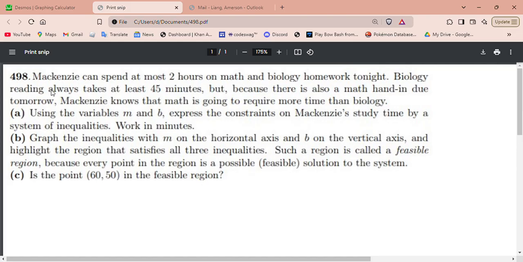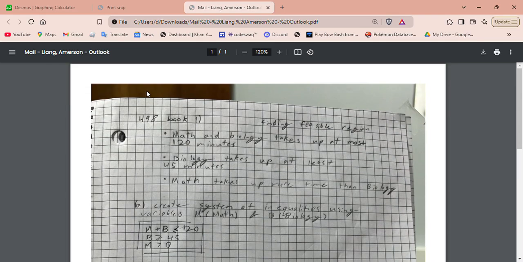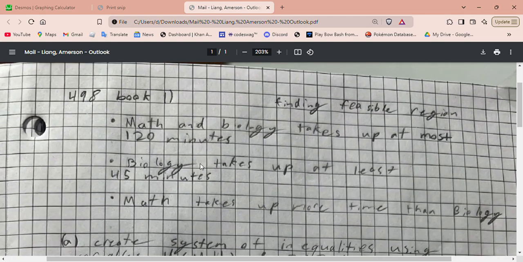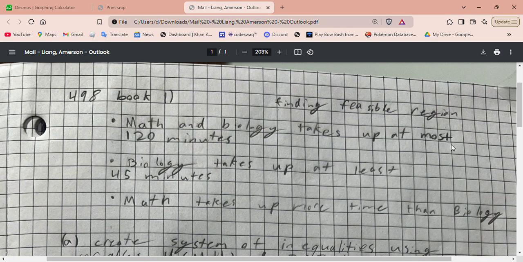Mackenzie could spend at most 2 hours on math and biology homework tonight. Biology reading always takes at least 45 minutes, but because there's also a math assignment due tomorrow, Mackenzie knows that math is going to require more time than biology. From the question, I created 3 statements: math and biology take up at most 120 minutes, which is equal to 2 hours; biology takes up at least 45 minutes; and math takes up more time than biology.